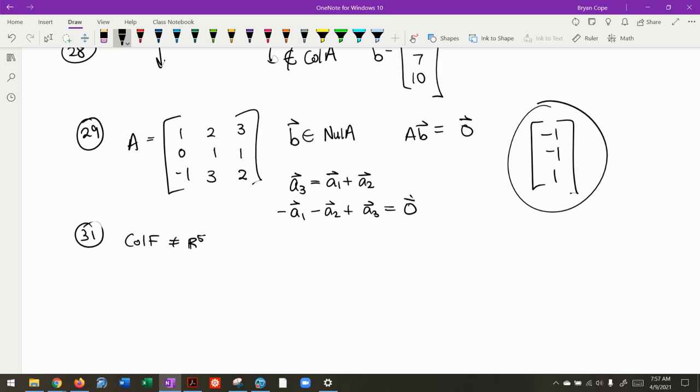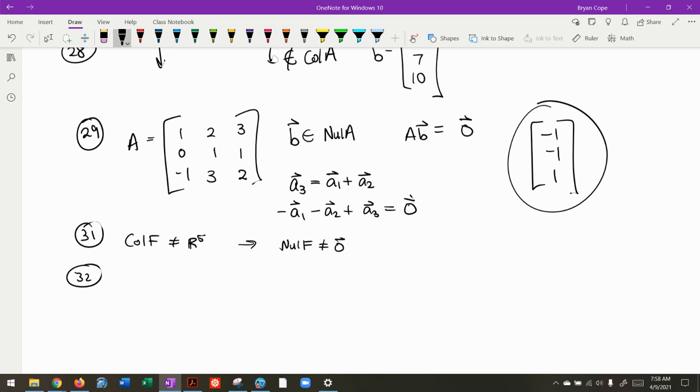Okay, so if the columns don't span R5, that means we don't have 5 pivots, which means at least one column is going to be a non-pivot. So our conclusion could be that null F does not just equal the 0 vector. Null F is going to contain non-zero vectors.